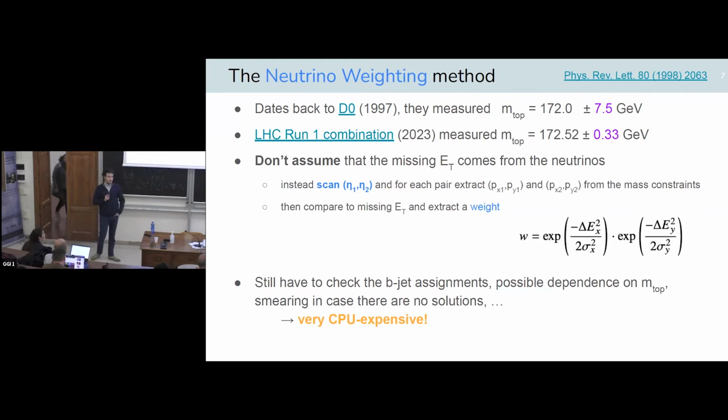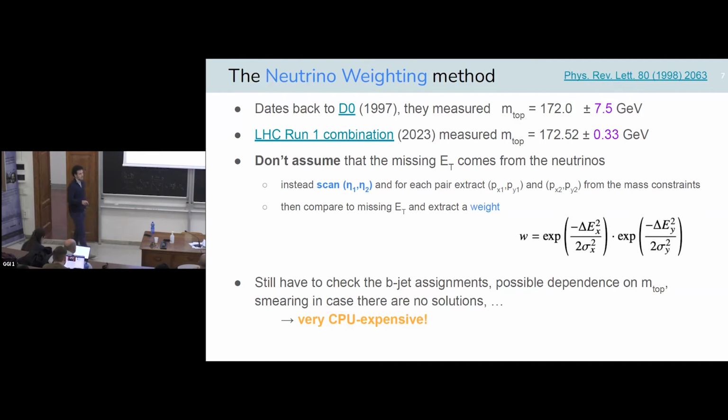So in this neutrino weighting method, we don't want to make the assumption that the missing energy comes from the neutrinos because we have these mismeasured jets. And instead, what we'll do is scan the neutrino etas. So we have eta of the first neutrino, eta of the second neutrino. That's a 2D plane. And we look at every single value with some resolution in that plane. And we solve our equations for the transverse components of the neutrinos. Only then do we take these components and compare them to the missing energy. We compare them in this way, and we get what we call the neutrino weight.